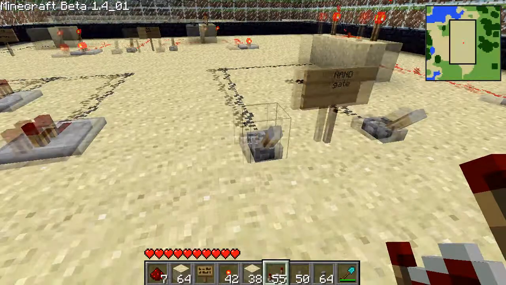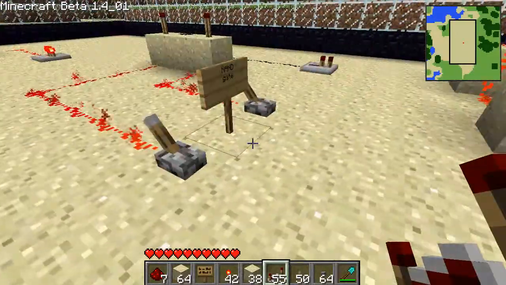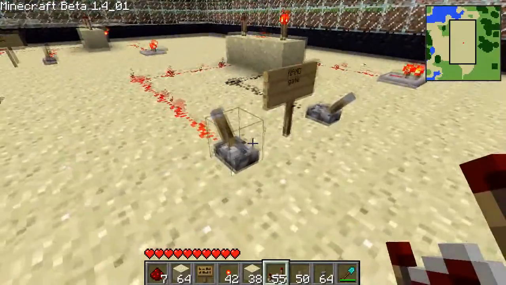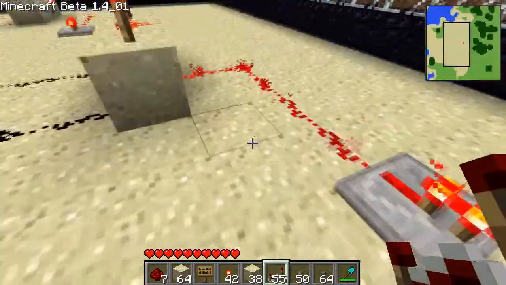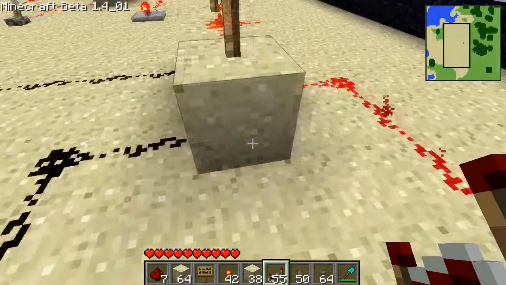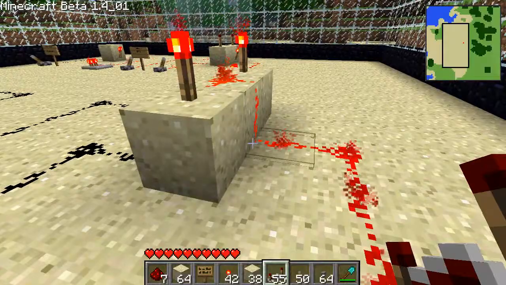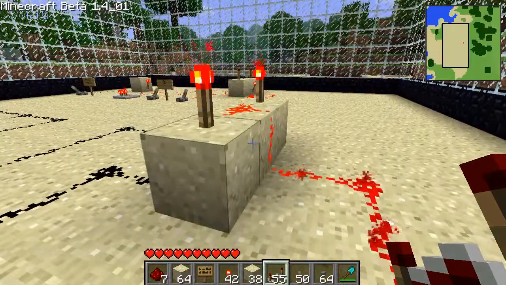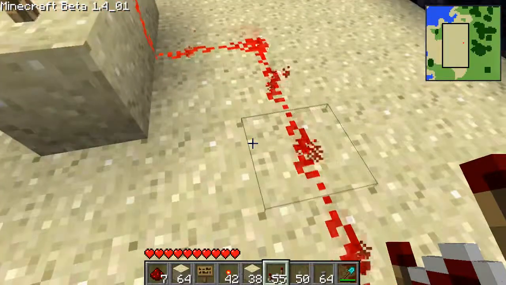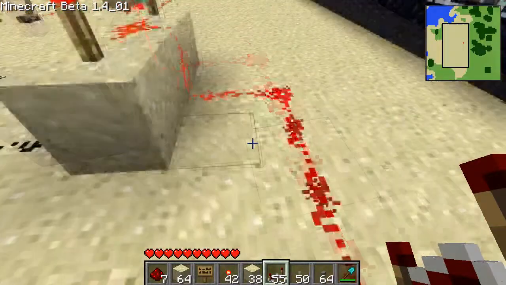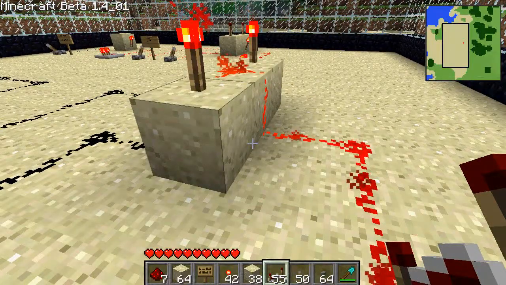Let's see if this behaves as expected. Sure enough, it does. The output is off only when both inputs are on. This gate also requires 3 blocks, but only 2 torches. It doesn't require the third inverting torch that the AND gate requires. I realize it sounds strange, saying that the inverting gate doesn't need an inverting torch, but the non-inverting version does. But redstone is strange stuff.